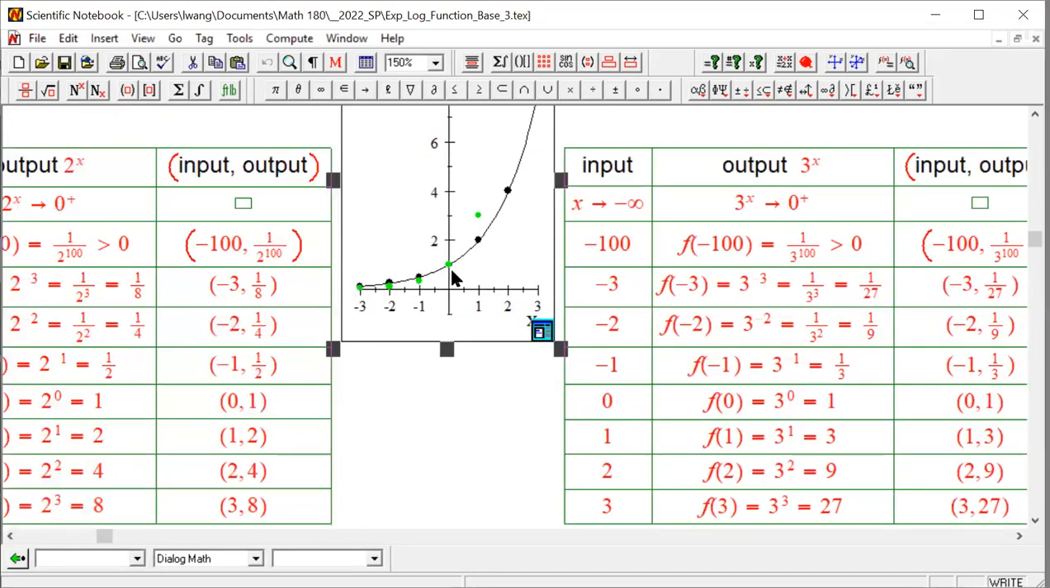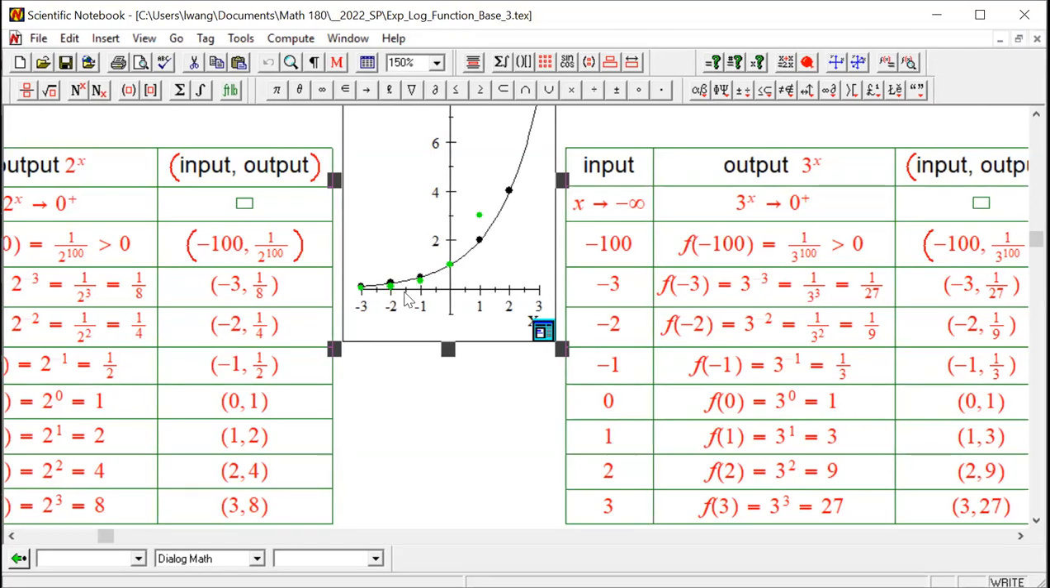Now you see to the left, right? When inputs are negative, 2^x is higher than the green, 3^x. But when the inputs are positive, 3^x is higher than 2^x. Okay, so now let's connect the dots.